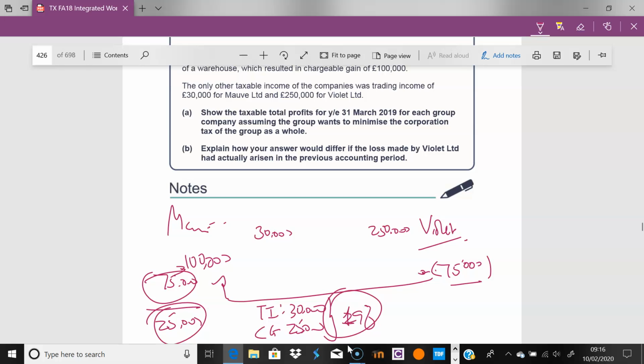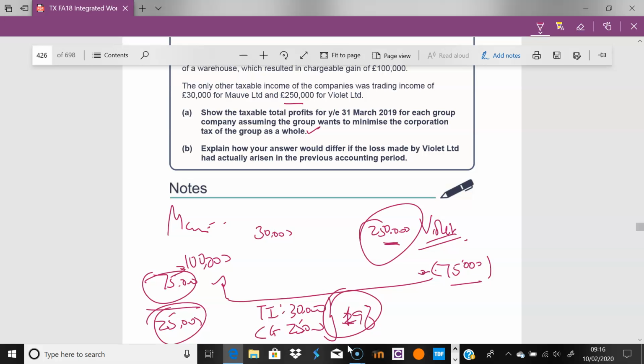So Maeve would just have to deal with this. Violet will have to deal with the 250,000 at 19%, because there's nothing to offset, as this is all trading income. It's just tough. Right. So that's the first bit, and that's how we deal with this transfer of capital loss.